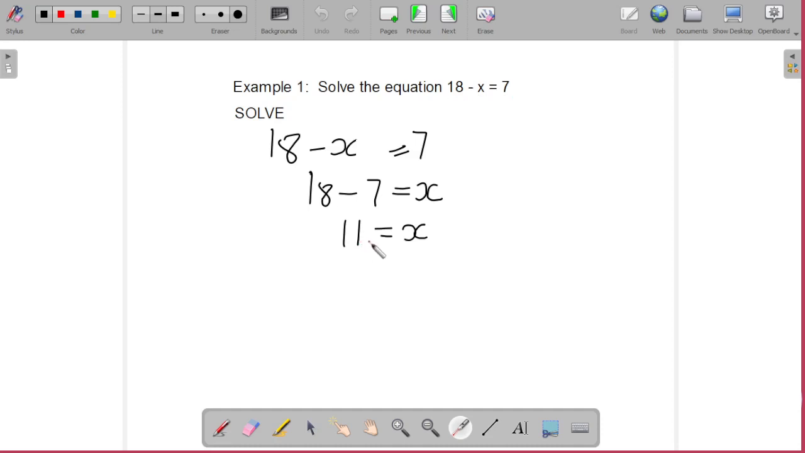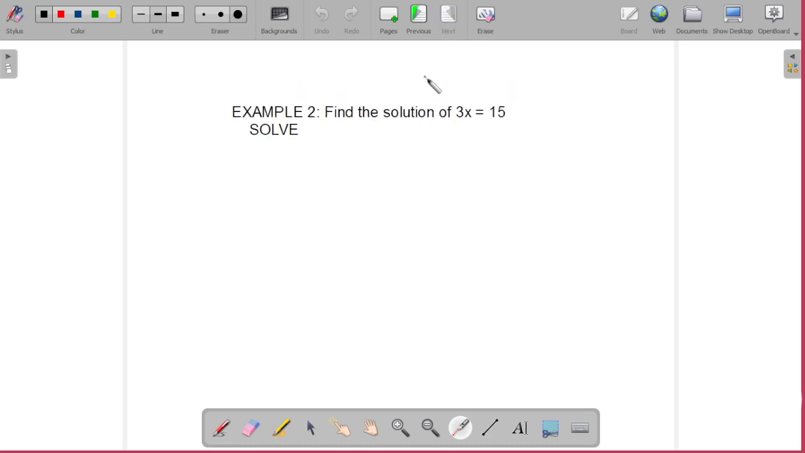Now you can cross-check whatever you have done, simply by bringing it back into the equation, putting it where your x is. When you say 18 minus 11, it will always give you 7. Let's quickly look at the second example. It says that we should find the solution of 3x equals 15. Now, this looks different from what we just attempted.